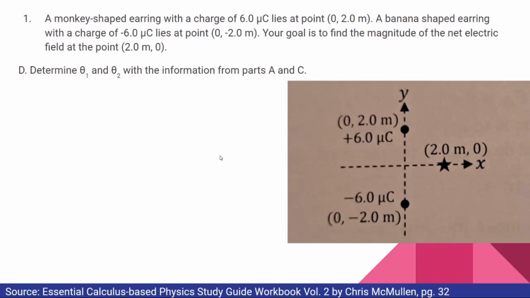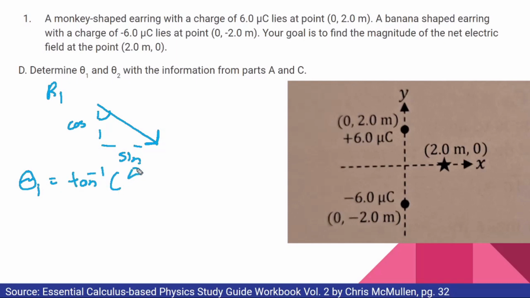Determine theta 1 and theta 2 with the information from parts A and C. Well, let's take a look at R1 first. Since we know that this is going to be our sine and this is our cosine, we are going to then use our angle equation, being our incident angle is going to be equal to the inverse tan of the change in y over the change in x.